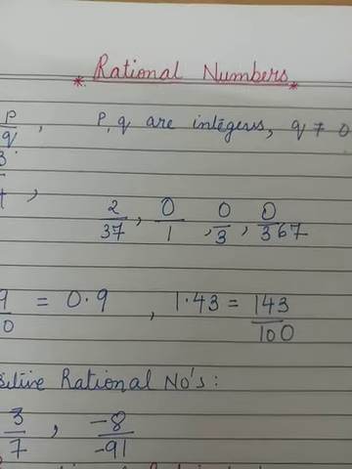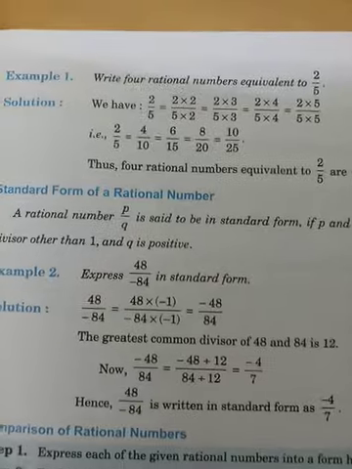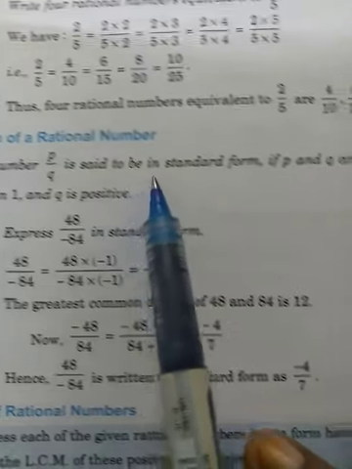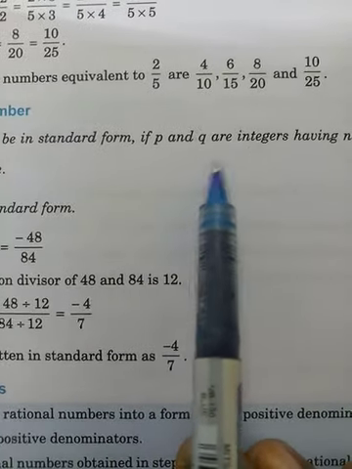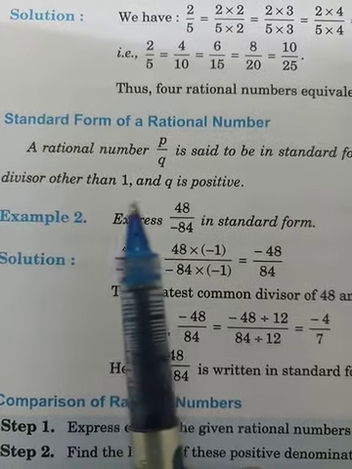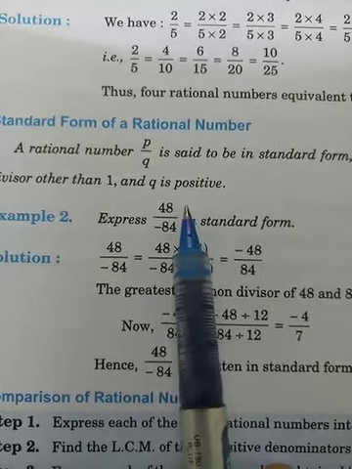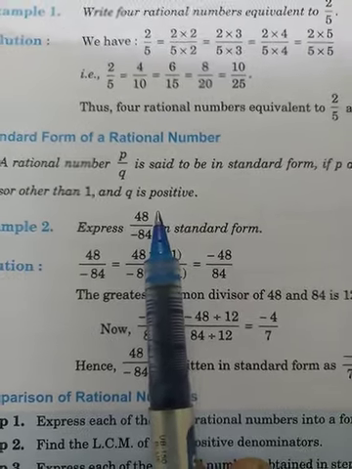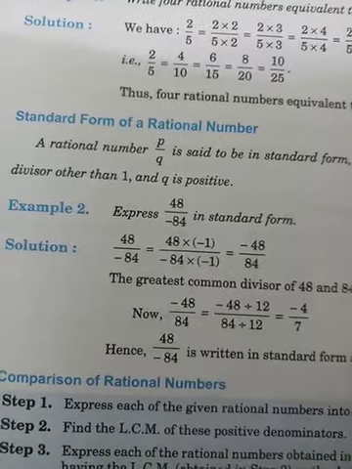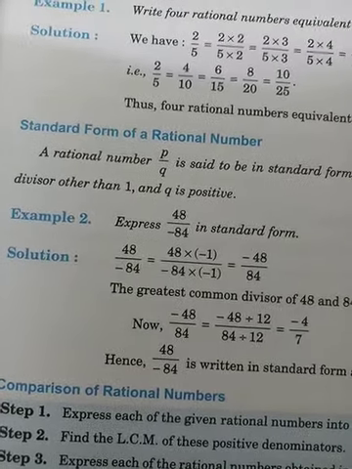Let's have a look at the definition in the textbook. A rational number P by Q is said to be in standard form if P and Q are integers having no common factor or divisor other than 1, and Q is positive. That means one more point to be included: Q should always be positive. That means the denominator should be positive.